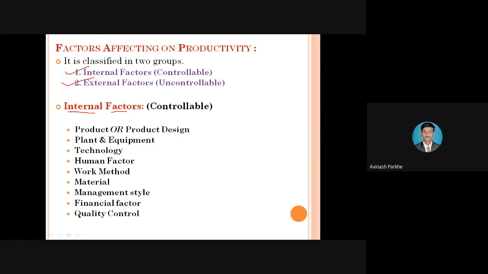And this product and the product design is an internal factor. We can control it because in your organization, the design engineers are there. Those design engineers can work on that particular product. He can modify the product as per the customer requirement, and again the new product can be manufactured using the new process. Then second, plant and the equipment is also one of the internal factors.